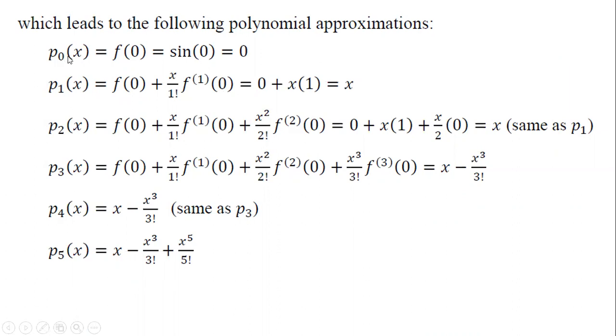Okay, so p sub 0 of x gives us a 0 value, p sub 1 is just x, p sub 2 is x, p sub 3 is x minus x cubed over 3 factorial, p sub 4 is the same as p sub 3, and p sub 5 is equivalent to this expression.